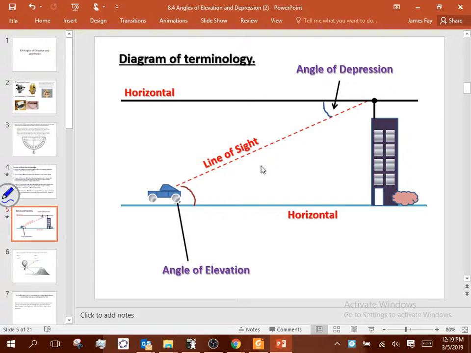What do you notice about the horizontals, what kind of lines are they to one another? What's the relationship between them? Parallel. So the angle of depression and angle of elevation are what to one another? Equal. Why? They're alternate interior angles, okay? So when a transversal intersects two parallel lines, alternate interior angles are congruent. Jenna?